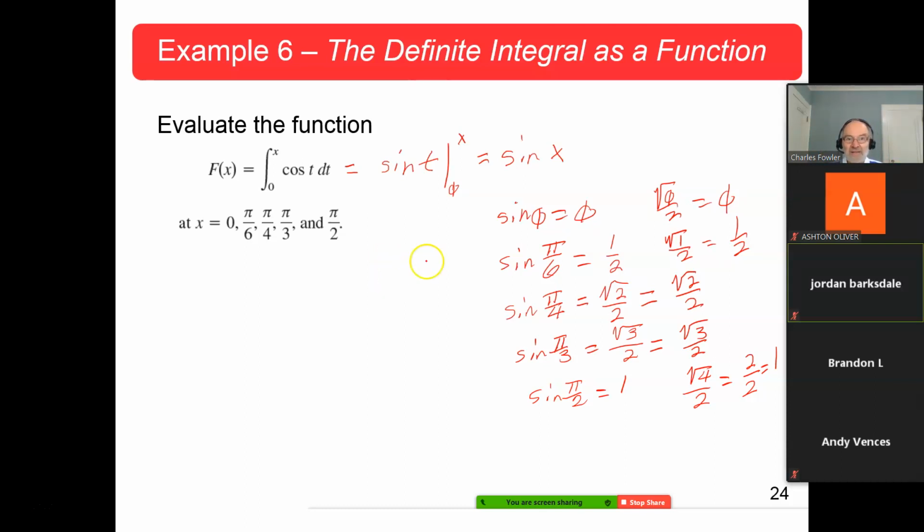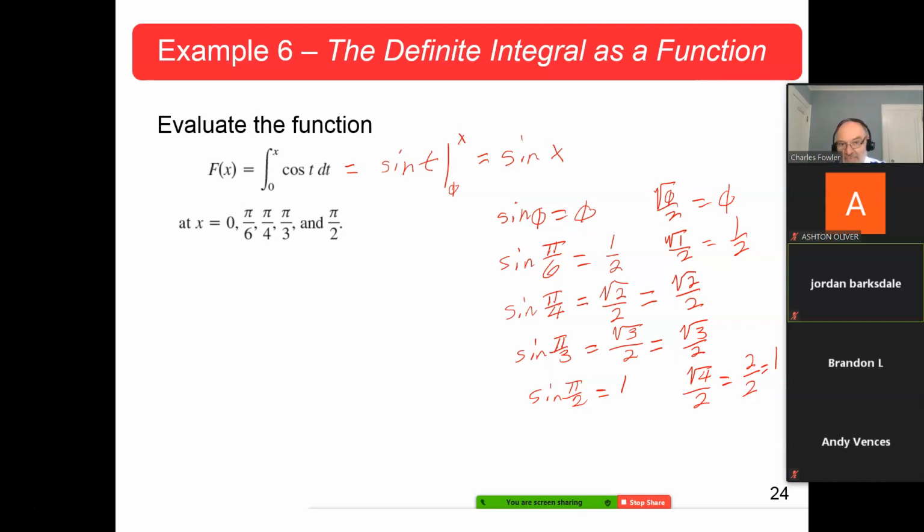It starts at 1 here. If this was cosine here, it would be 1, square root of 3 over 2, square root of 2 over 2, 1 half, and 0. You'd get the same values. Okay. All right. That's how we did it. Any questions before I move it?